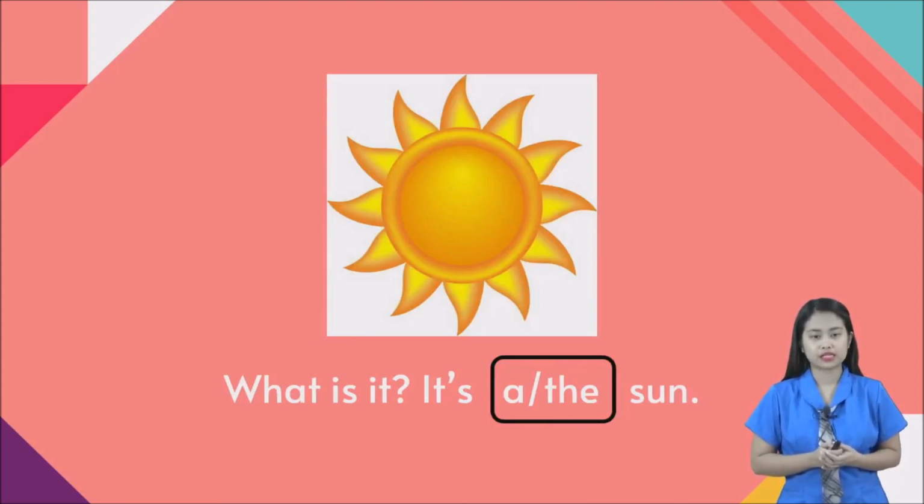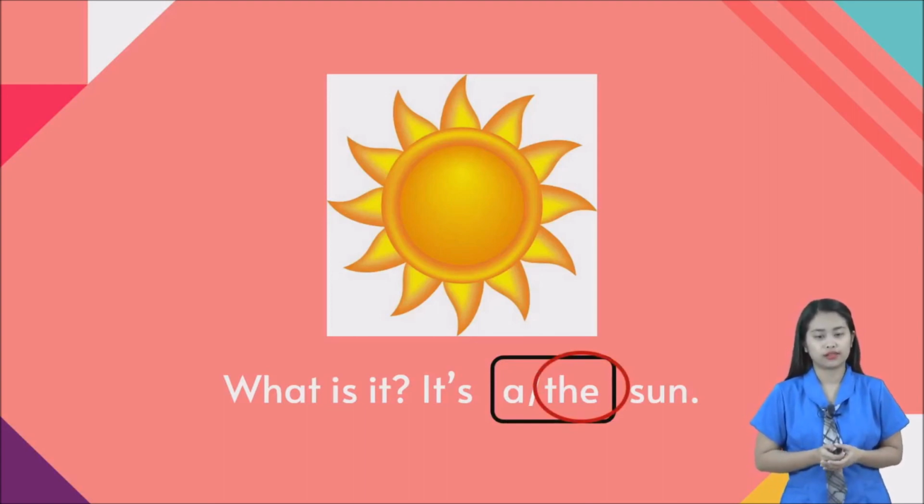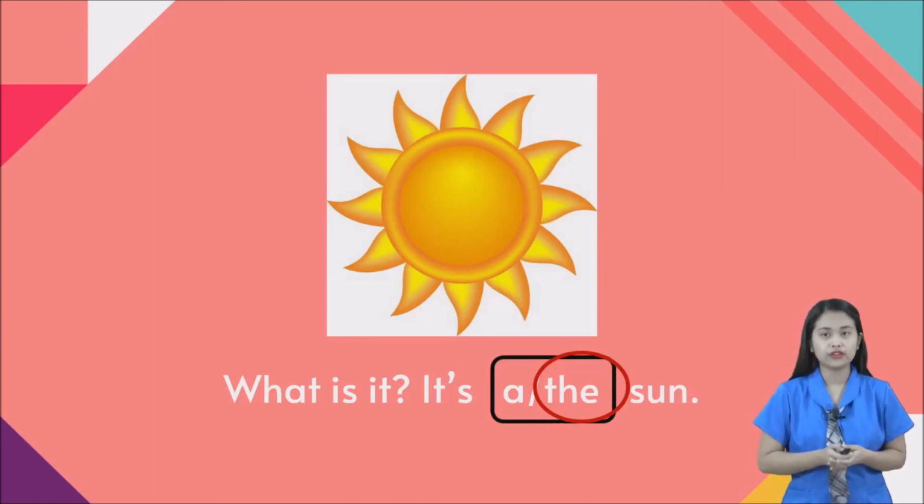Next, what is it? It's blank sun. So is it a or the? As you can see, the sun is only one. It is singular. But you are not going to use a because the sun is only one in the whole world. So we are using the article the. So that will be our last activity for today.